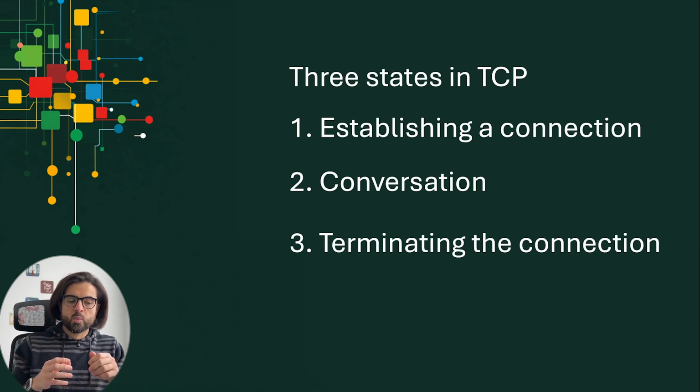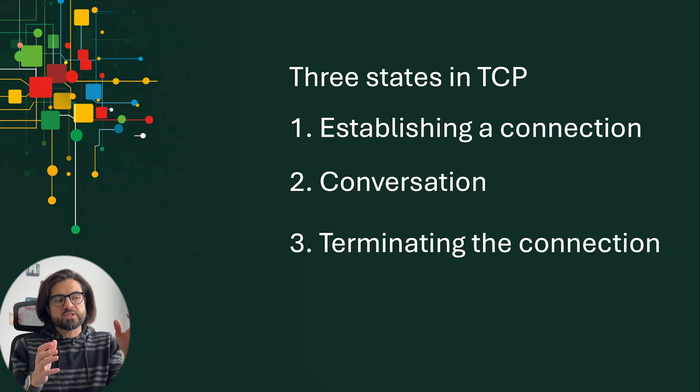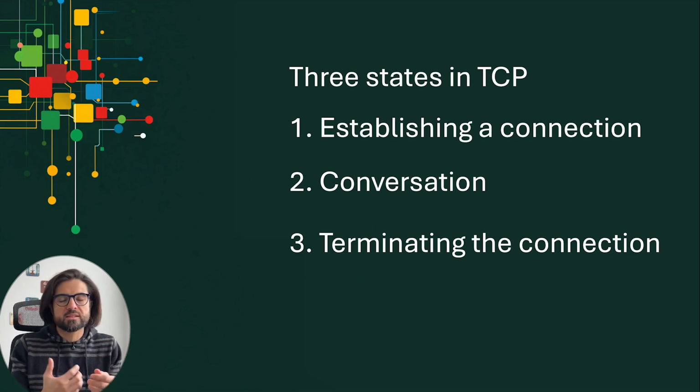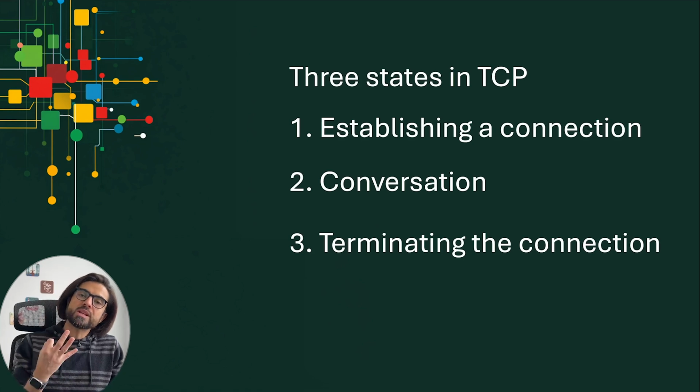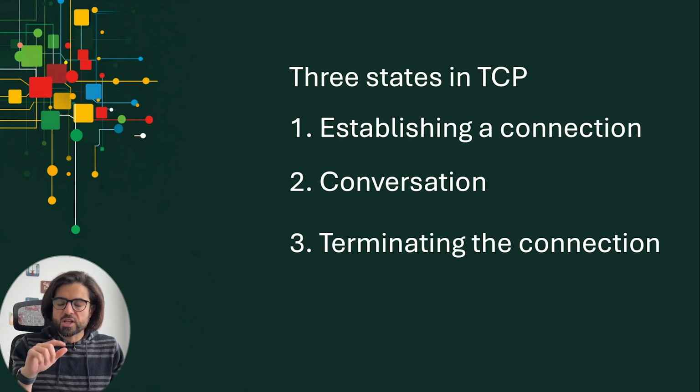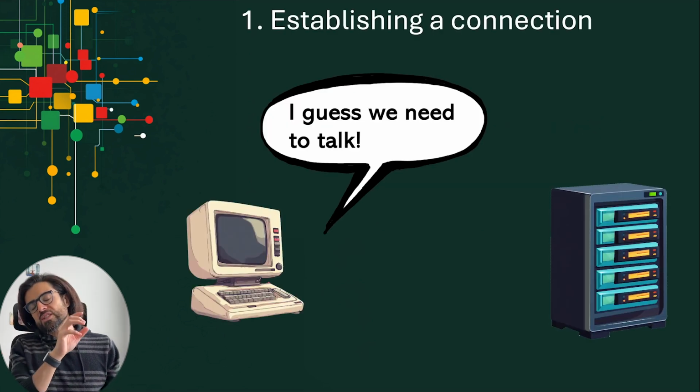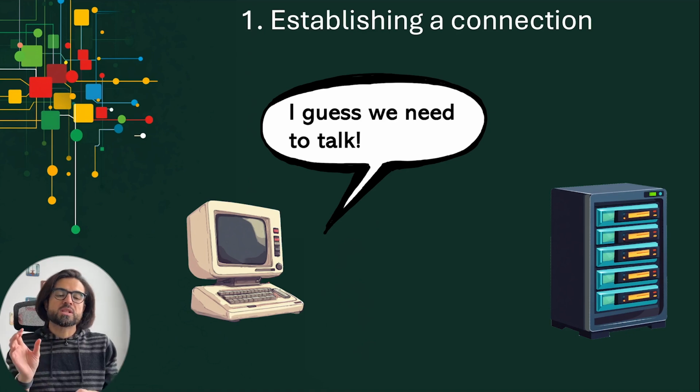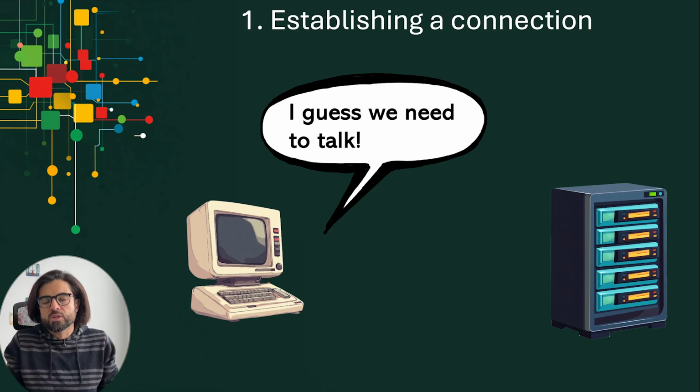What will happen once you initiate, you start the conversation, the session opens, and then data sharing and then termination. So we have three stages. We have establishing the connection, data sharing or conversation, and terminating that session. First, imagine that diagram. So we have one computer on one side, server on the other side, and then they want to talk. So I said, we need to talk.